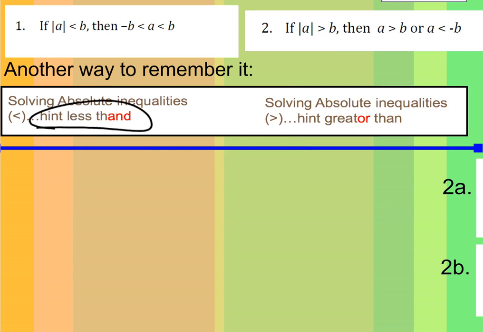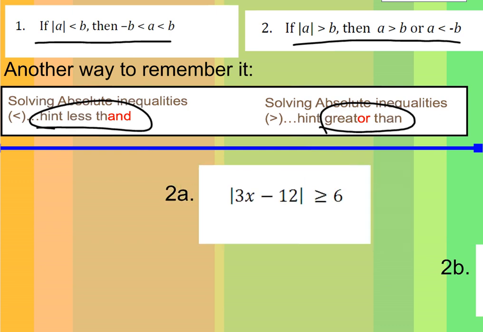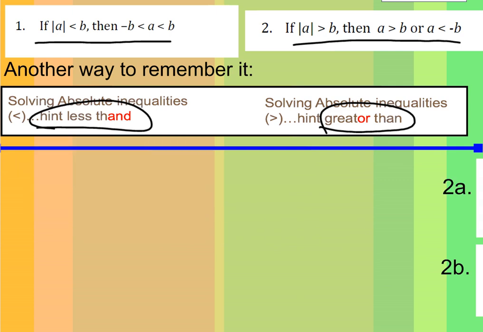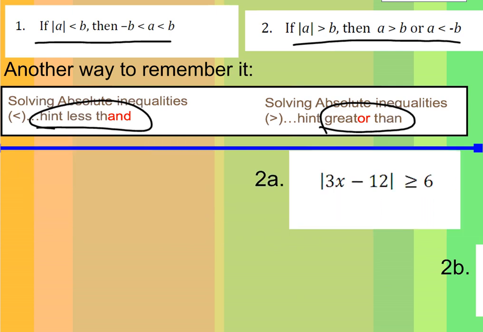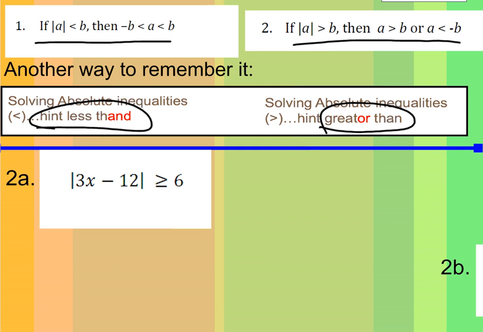Less than, greater. It's kind of the way you want to think about it. And here's the algebraic way to say it, just in general. It's your general rule. So let's take a look at one or two.